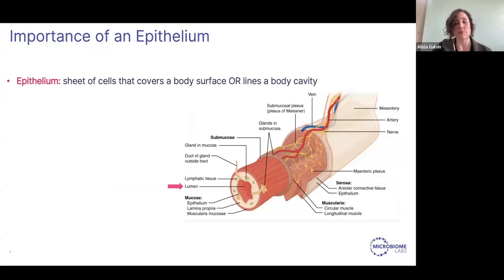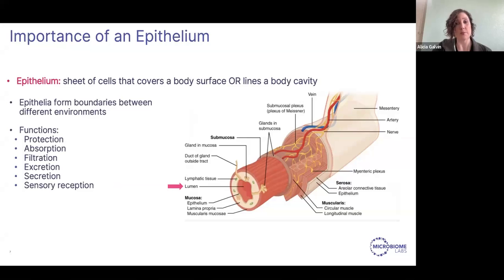At the very basic definition, an epithelium is just a sheet of cells that covers a body surface or lines a body cavity. So we have the intestinal epithelium, we have a lung epithelium, we have a gastric stomach epithelium. It's just this sheet of cells that are covering that surface or lining a cavity, and it forms boundaries. That's really important, especially with the intestinal epithelium, because that's the boundary that serves as protection. It helps facilitate absorption. It helps to filter things.